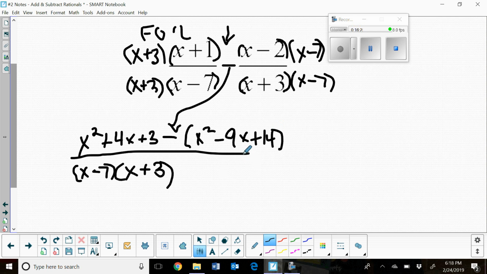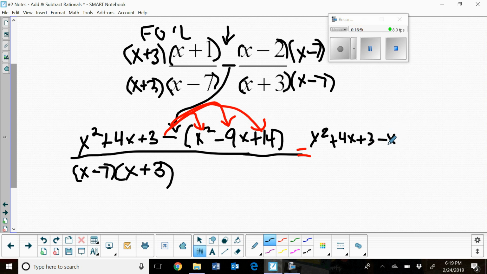Now, once I get to here, you probably know what needs to be done. I need to take this negative, and I have to distribute it in and change the signs on the back term. So, let's bring over the first term. I have an x squared plus 4x plus 3. But the back term becomes minus x squared plus 9x minus 14. And then you just bring your denominator over.